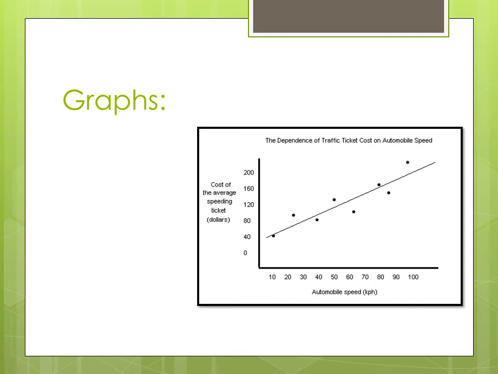Graphs are another important thing. This is part of the data you're collecting during your experiment. You should have a descriptive title. For example, they're talking about the dependence of traffic ticket cost on automobile speed. So, the faster cars move, the more expensive their speeding ticket. This title tells us everything we need to know.